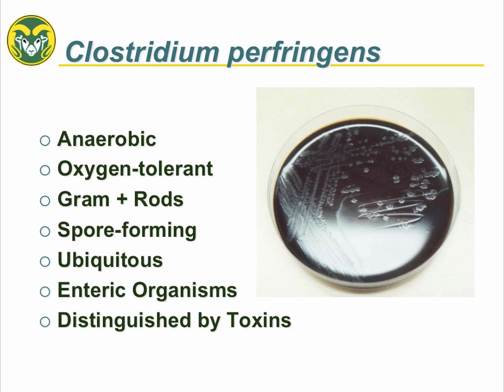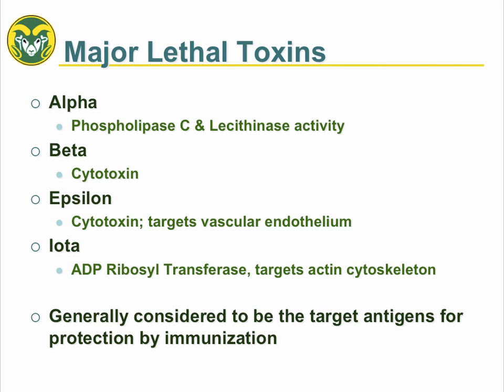They do form spores when they are exposed to oxygen, or if they're exposed to an environment where they don't grow as well, they're going to go ahead and sporulate. The spores can survive a long time in the environment. They are ubiquitous. Enteric organisms definitely run through the GI tract, and they are distinguished by their toxins. So we have 4 major lethal toxins: alpha, beta, epsilon, and iota.